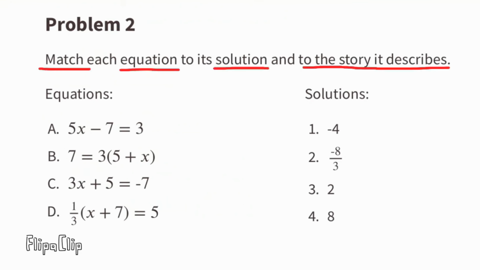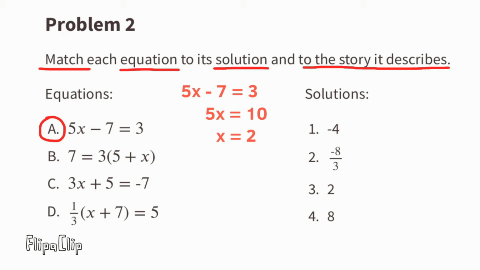Problem number 2. Match each equation to its solution and to the story it describes. A. 5x minus 7 equals 3. We need to add 7 to both sides of the equal sign. That leaves us with 5x equals 10. Next, we're going to divide both sides by 5. That leaves us with 1x, or x, equals 2.